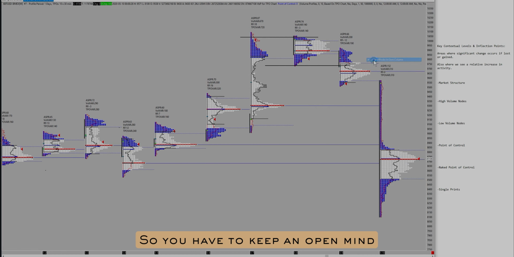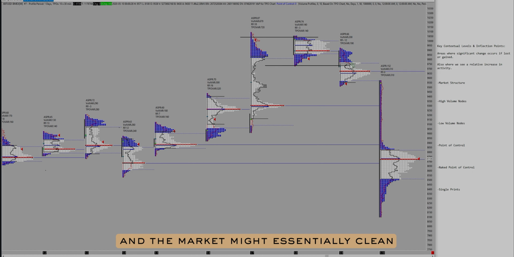So you have to keep an open mind, right? When we're looking at these levels, not only keep an open mind, but rather know how to use these. If we're seeing the first time that we're returning to this level, we would expect it to act as support. If we're testing this level multiple times, if we're constantly grinding against this level, it does represent an imbalance, and the market might essentially clean that up, might fill that out.